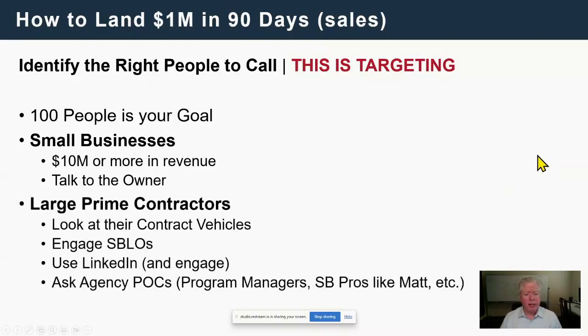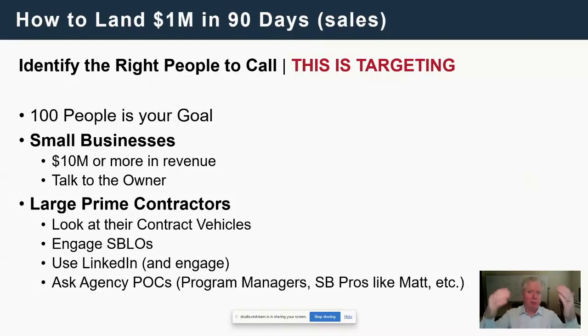And then the second group of identifying the right people are large primes. Here's some tips on how you can find large prime contractors. It's exactly what I do every single time. If I want to reach out to Booz Allen as an example, and I'm trying to find people, I can go to Booz Allen, type in contract vehicles. That's the best thing you can type when you go to search inside of a large prime. Type contract vehicles in their search, and it'll bring up a page that lists out all their contract vehicles.